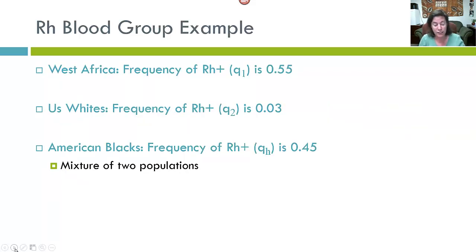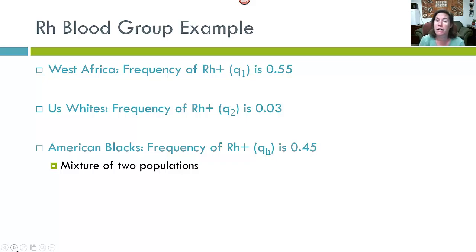When I say that there are differences between the groups, we note that in West Africa, the frequency of Rh positive, we might call this Q1, is 0.55. So about 55% of the population in West Africa have Rh positive alleles. In the U.S. white population, ancestral from Europe, the frequency of Rh positive, we might call this Q2, is 0.03. So 3% of the U.S. white population is Rh positive, and the frequency in West Africa is 55%. So there's a big difference.